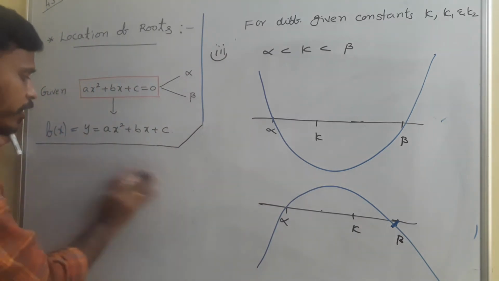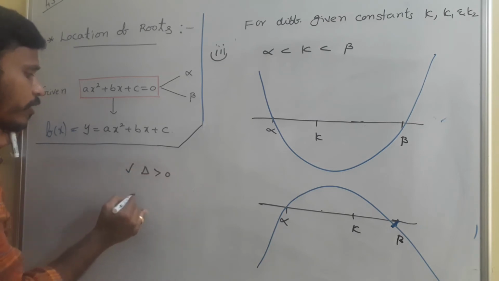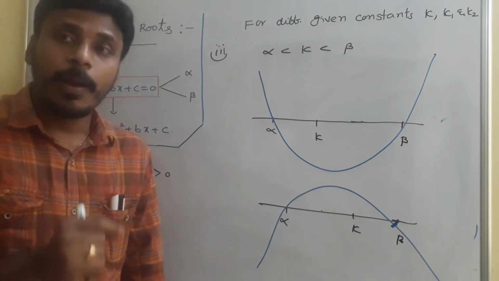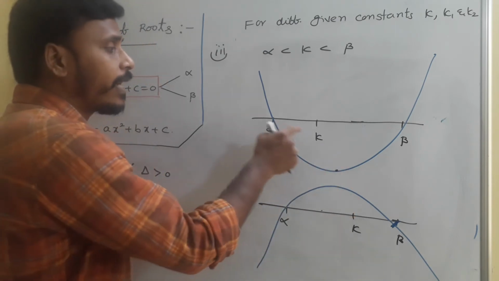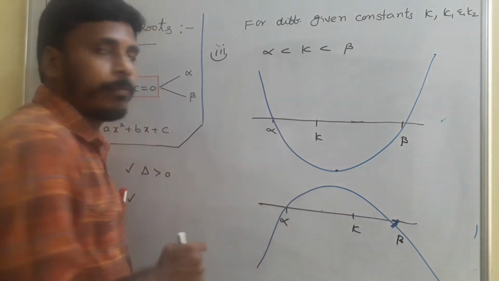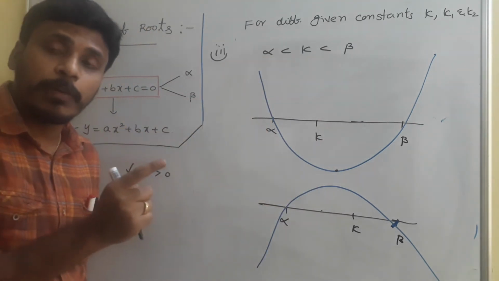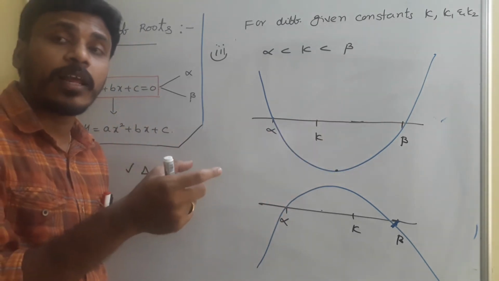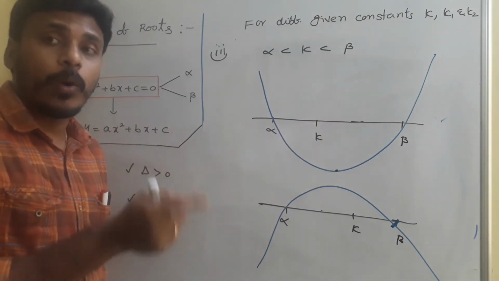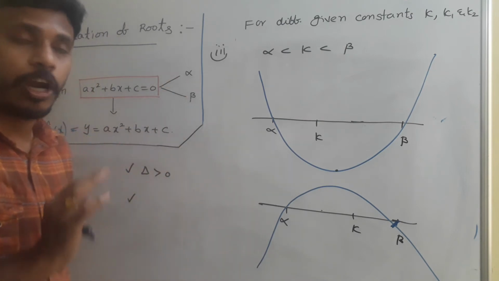So what do you say about the conditions? The first condition is that discriminant is greater than 0 because two roots exist. The second condition, minus b by 2a. Somewhere the peak point will be there, but k is in between alpha and beta. Minus b by 2a is also in between alpha and beta, but we don't know the connection between those two numbers, whether less than or greater than. In the previous two cases it is very clear, but here it is not possible.